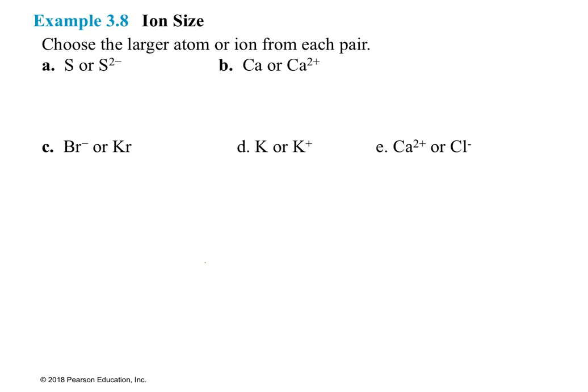So key things, if we see an anion, they're going to be the biggest. Cations are going to be the smallest in general. So sulfur versus sulfide ion, that's going to be larger. Calcium versus calcium ion, well, calcium atom will be the biggest because calcium ion gets small. Bromine versus krypton, or bromide versus krypton, these are on the same level, but bromide has a negative charge, so it's going to get larger.